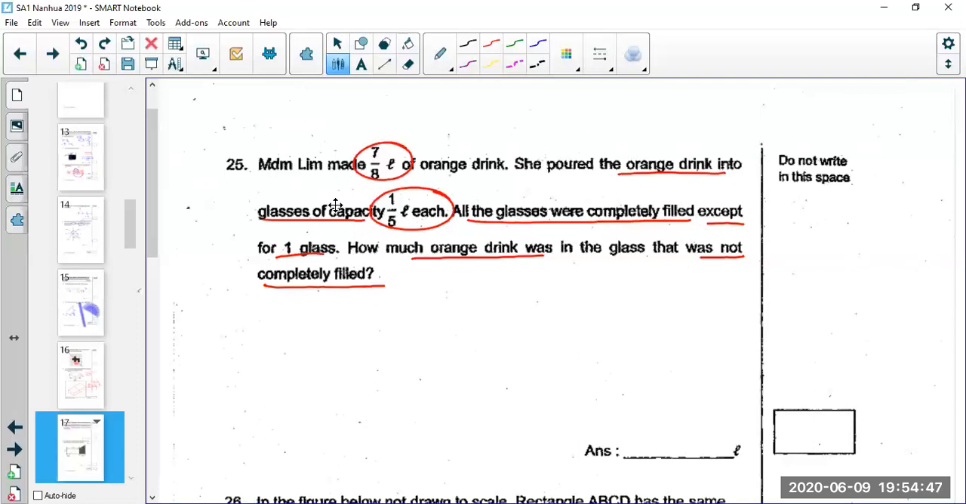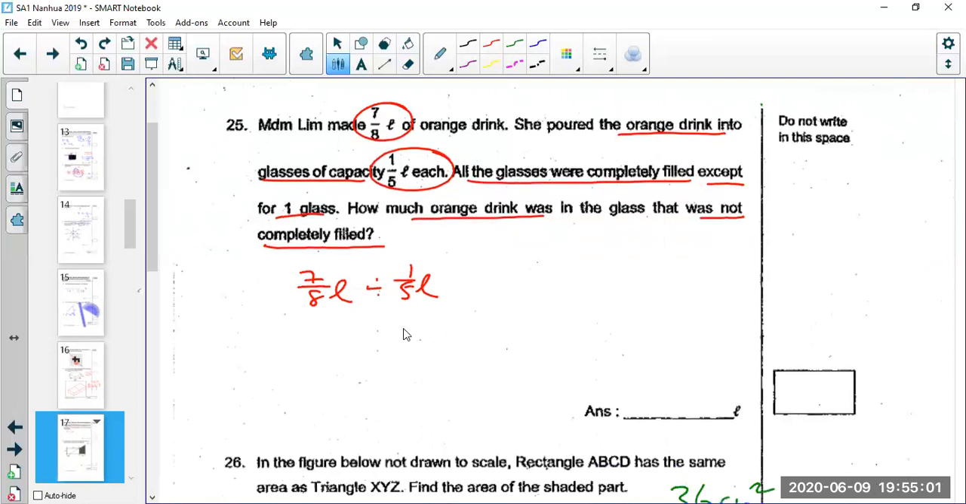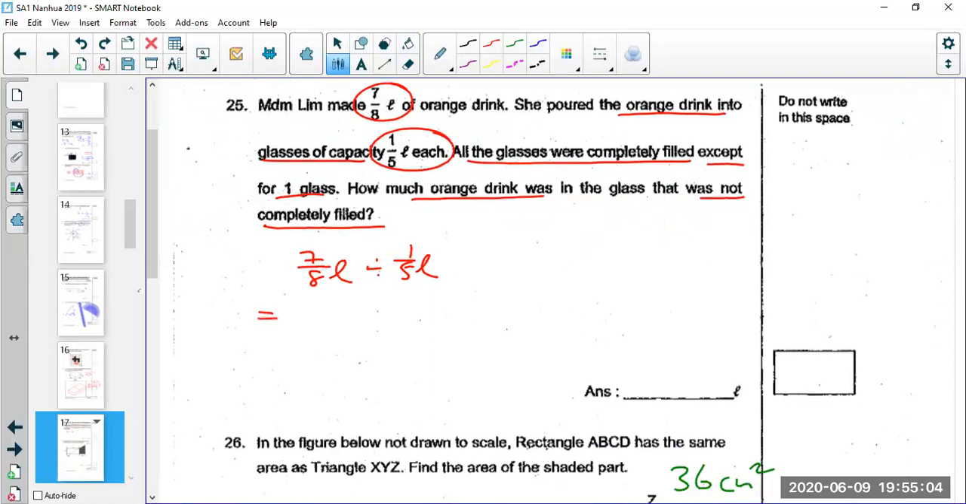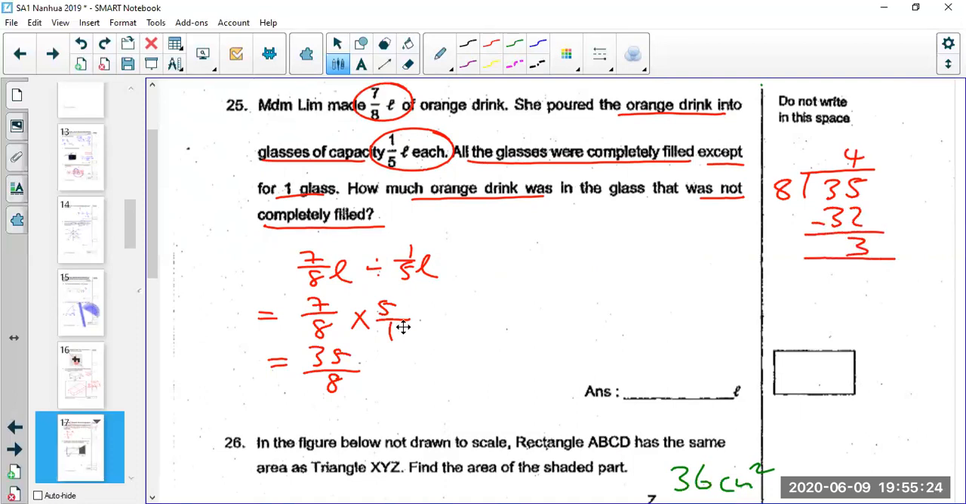So how to find? You take the orange juice, which is 7/8 liter, all the orange juice, and then you divide by one glass. One glass is 1/5 liter. Then how to divide fractions? You remember: keep the first fraction, change the divide to times, and then flip upside down. Keep, change, flip, and then you will have 35/8. What is 35/8? Then you do your dividing. You divide by 8. 4 times 8 is 32, and you will get 4 and 3/8.